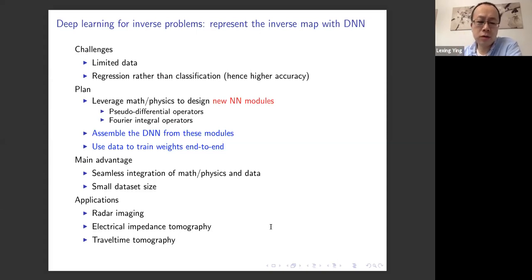This will allow us to address some inverse problems with relatively small data size and get fairly reasonable results. So three applications I'm going to talk about after I present these neural network modules are radar imaging, electrical impedance tomography, and travel time tomography.